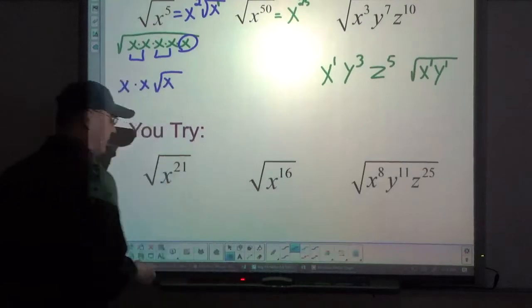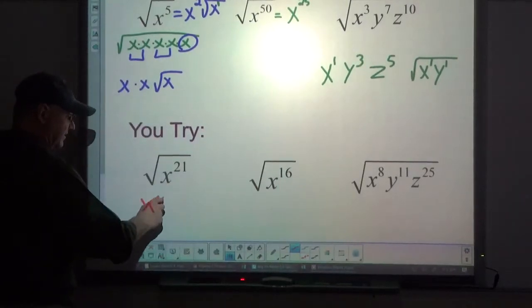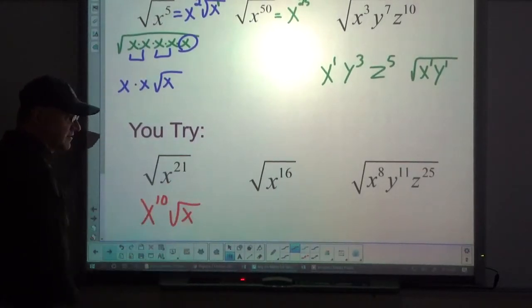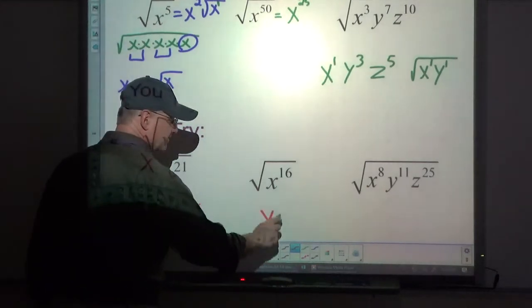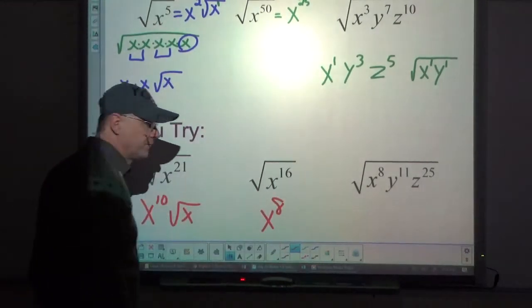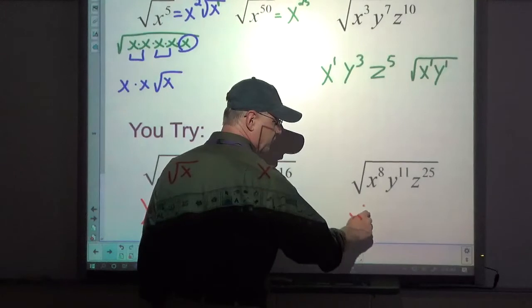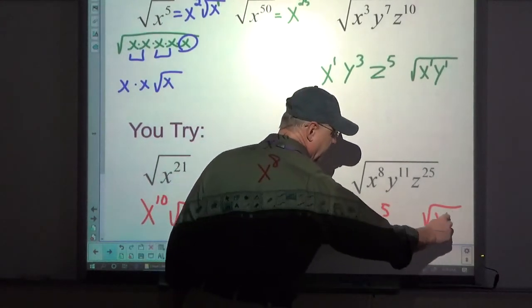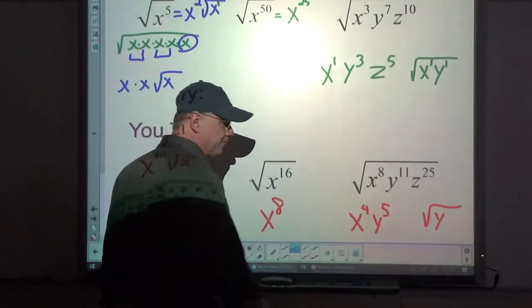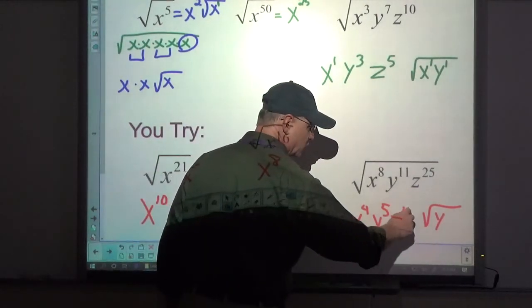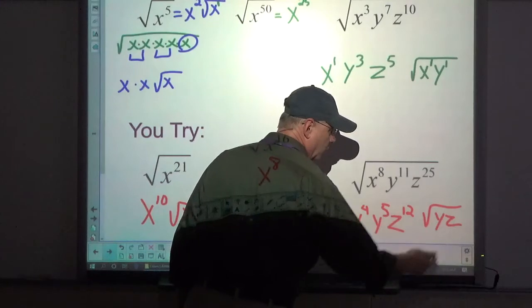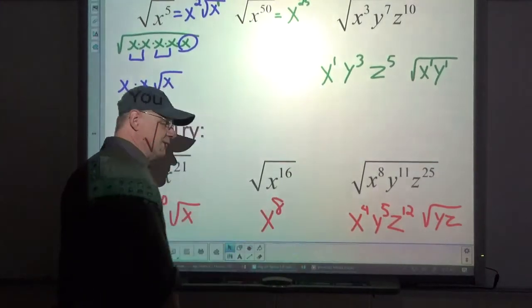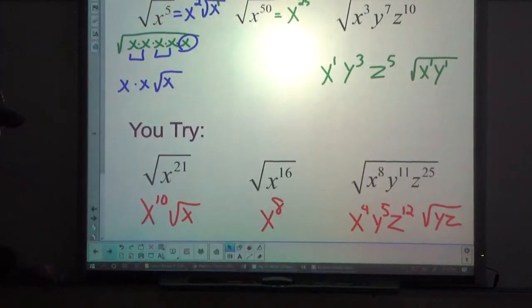All right, so I'm going to do this one, x to the 10 square root of x, x to the 8, x to the 4, y to the 5. I'm going to have a remainder of 1 with that one. Z to the 12, remainder of 1 for the exponent for that one. And there are my answers.